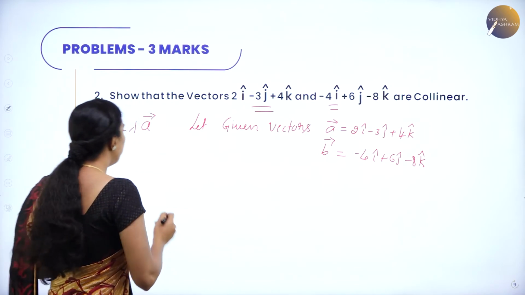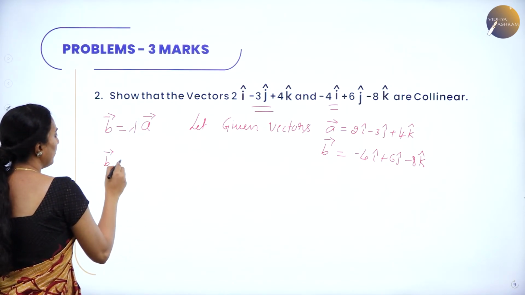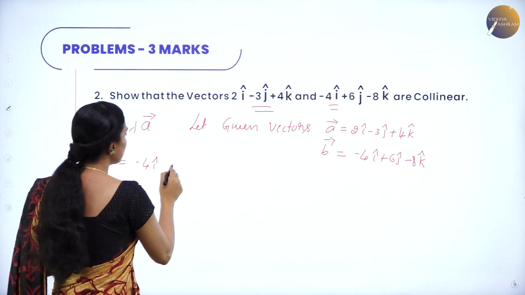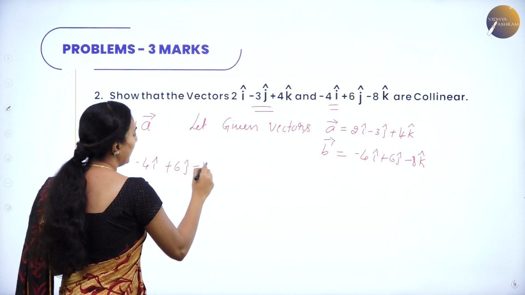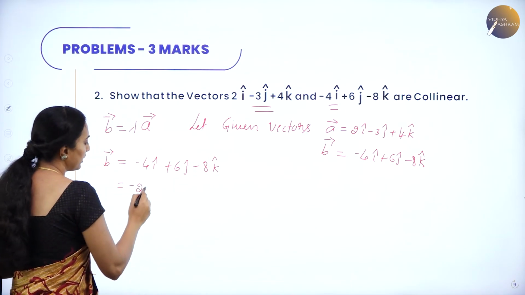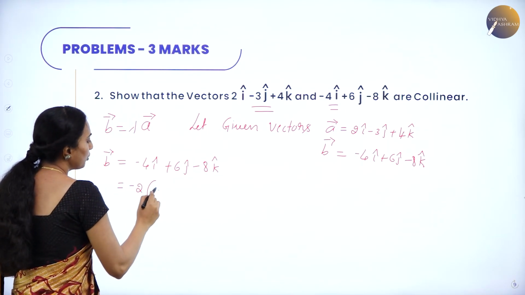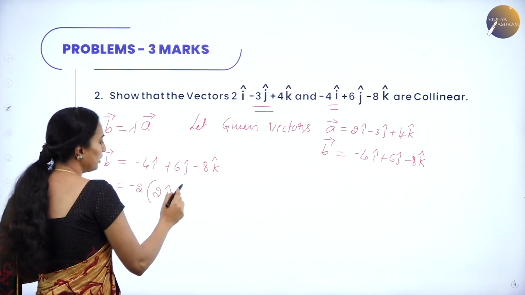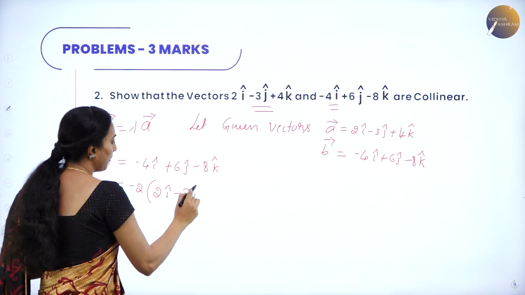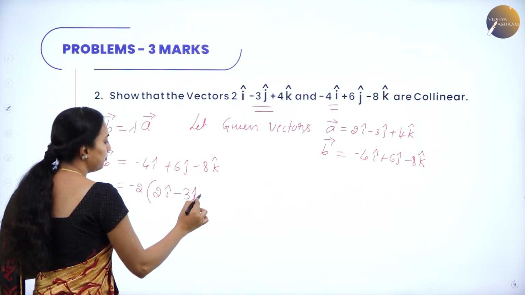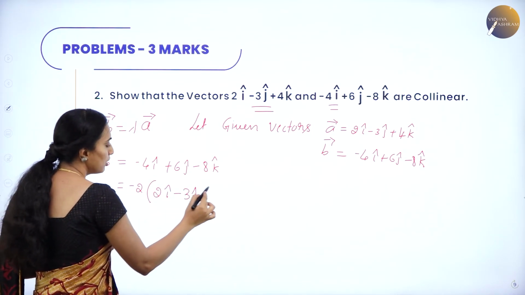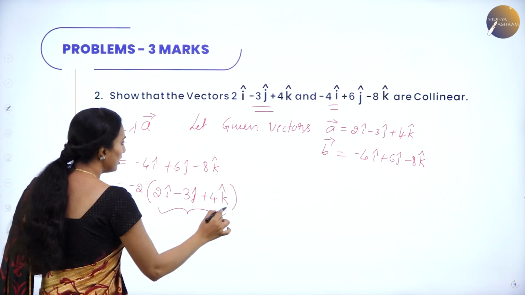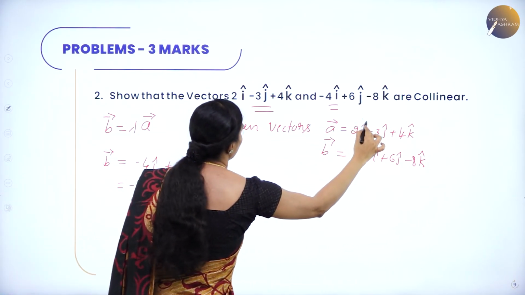So B vector can be written as minus 4i cap plus 6j cap minus 8k cap. Now I take minus 2 as the common factor, which gives 2i cap. Minus into plus is minus, so 2 threes are 6j cap. Again plus into minus is minus, 2 fours are 8k cap. What is this? This is nothing but what we have called A vector.